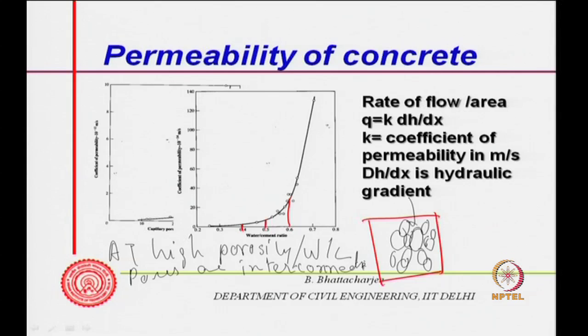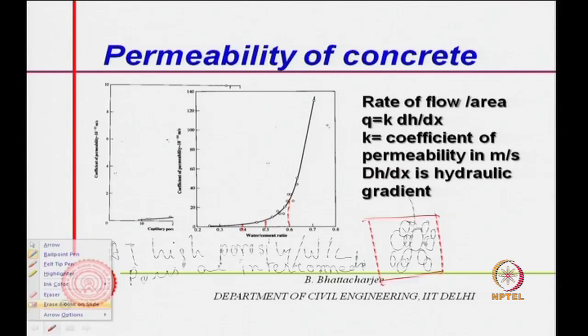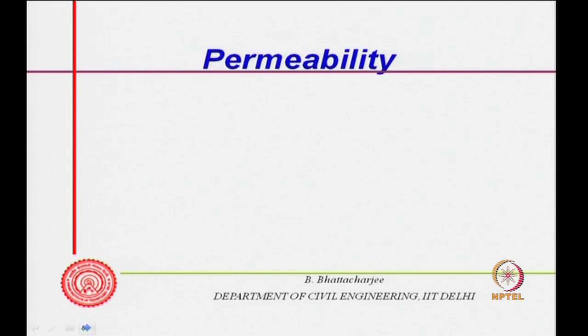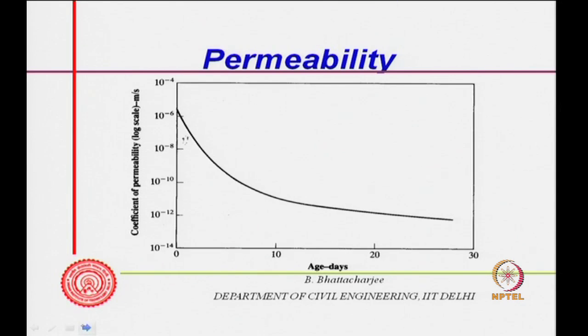So, there is a percolation threshold of something like 0.5, after which all pores tend to be connected, and there is a tendency for permeability to increase. So, you can see the porosity and interconnectivity of those pores. This is an important issue as regards permeability. It reduces with the age. As your age in days increases, the coefficient of permeability reduces.